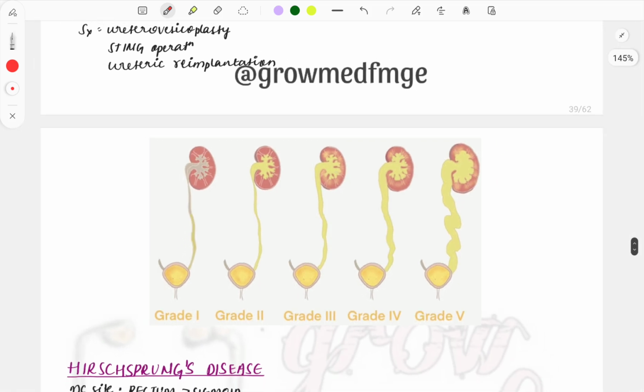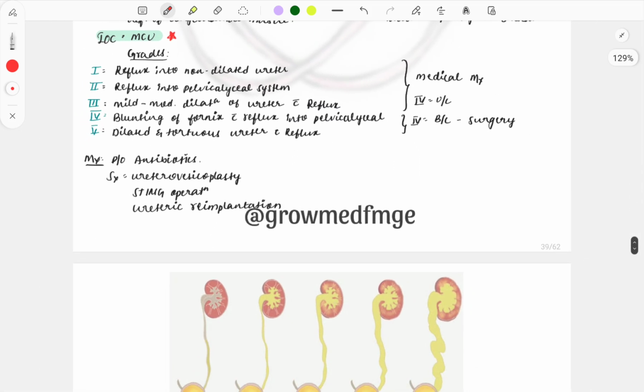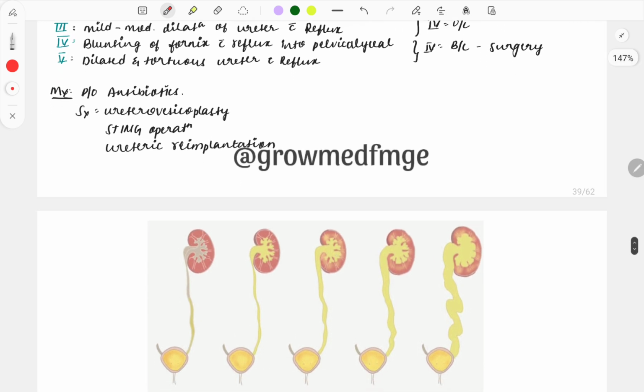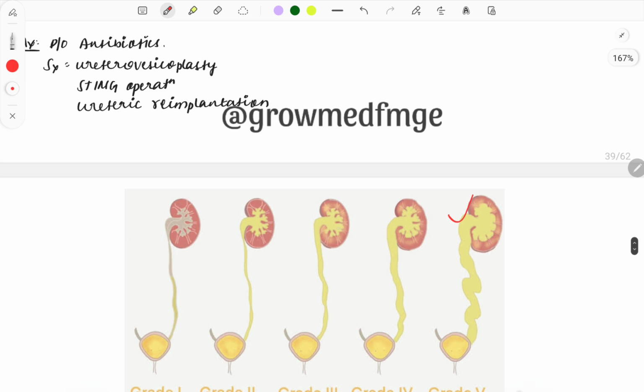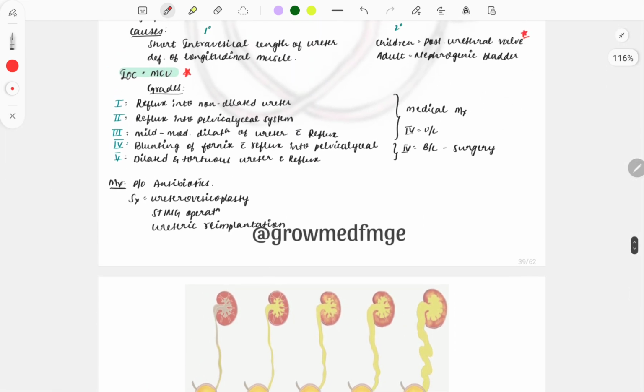So these are the images of grade 1, 2, 3, 4 and 5. So in grade 1, it is reflux but not a dilated ureter. So reflux into the pelvicalyceal system, as you can see here. Then mild to moderate dilation is seen. Then blunting of the fornix with reflux, and then a bilateral tortuous ureter with reflux. See this one. So these are the gradings, and this is the management, how you will manage the patient.